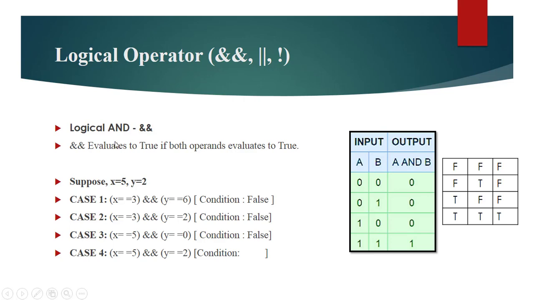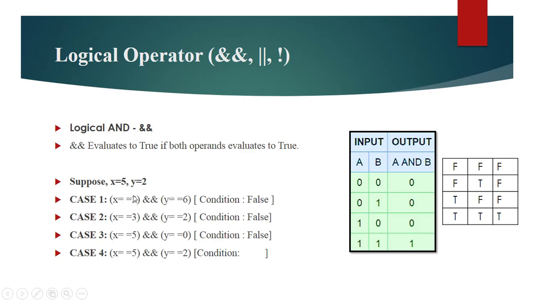You can see here in the logical AND, it evaluates to true if both operands are true. Let's see an example. The original value of x is 5, and the original value of y is 2. For case 1, we have x is equal to 3, and we use this operator here, and y is equal to 6.